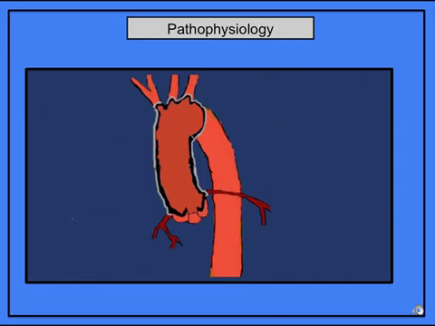Once a cleavage plane exists in the media, the aortic wall floating within the lumen is termed the dissection flap and is composed of the aortic intima and partial thickness media. It divides the true lumen from the false lumen.